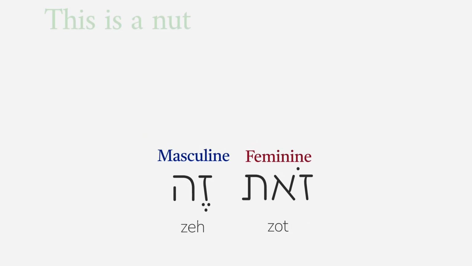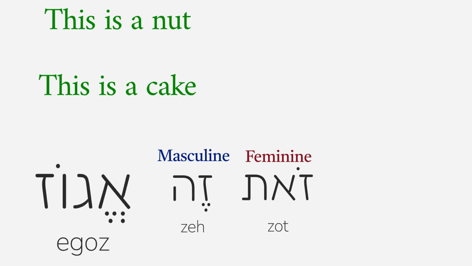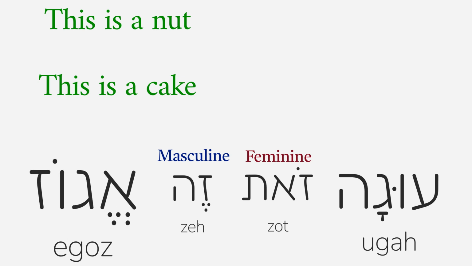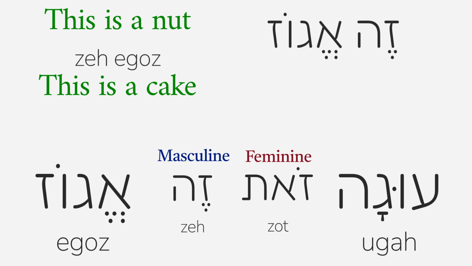Try to say, this is a nut, and this is a cake in Hebrew. The Hebrew word for nut is egoz, which is a masculine singular noun, and the Hebrew word for cake is uga, a feminine singular noun. Alright, to say this is a nut, we have the word egoz, which is a masculine singular noun, and so we will need the masculine form of this, ze. Ze egoz. This is a nut.